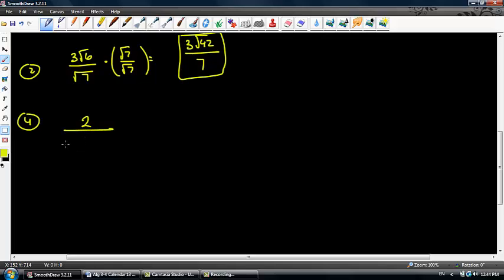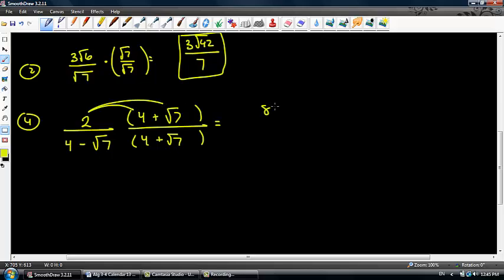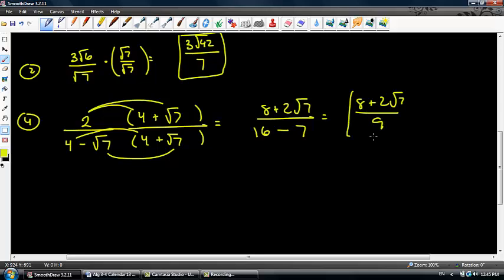If I have, say, 2 over 4 minus rad 7, what I'm going to do is multiply the top and bottom by the conjugate of 4 minus rad 7, which is 4 plus rad 7. Remember, a few minutes ago we realized that conjugates produce a number, which means I will no longer have a radical on the bottom. So let's get the top here. This is 8 plus 2 rad 7, and this is 16 minus 7. So I get 8 plus 2 rad 7 over 9, and I'm done.